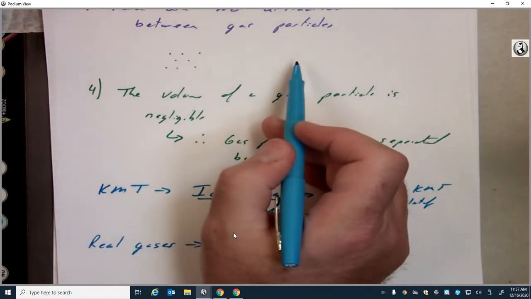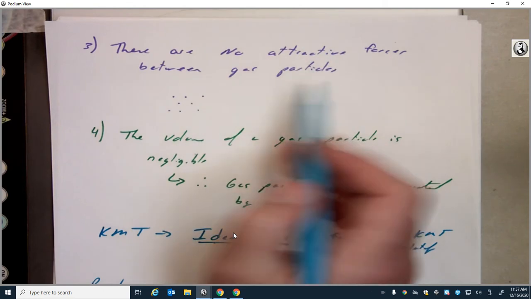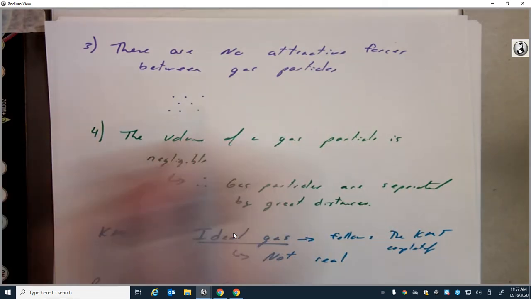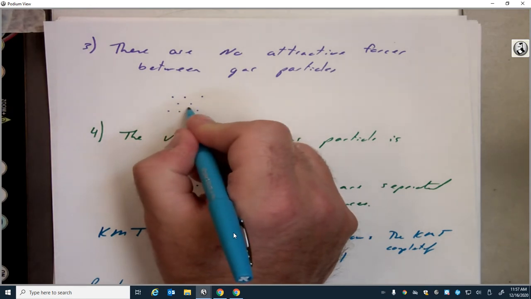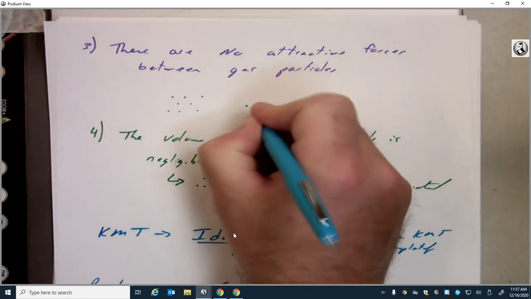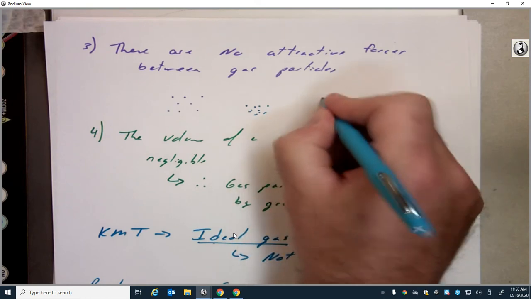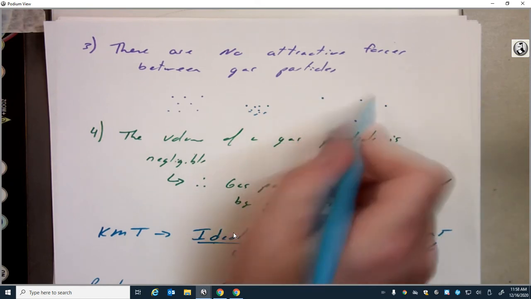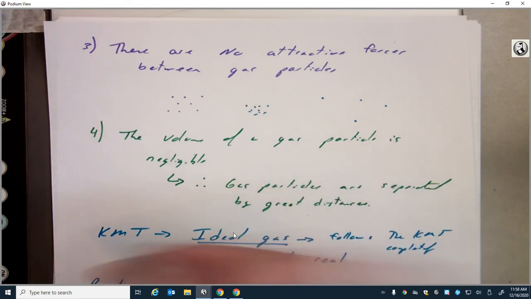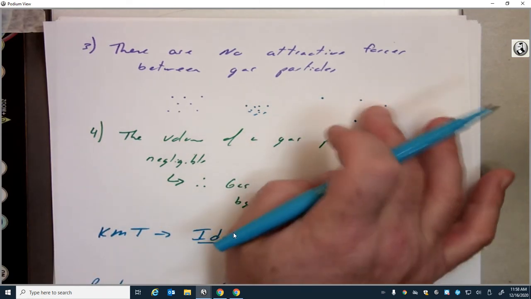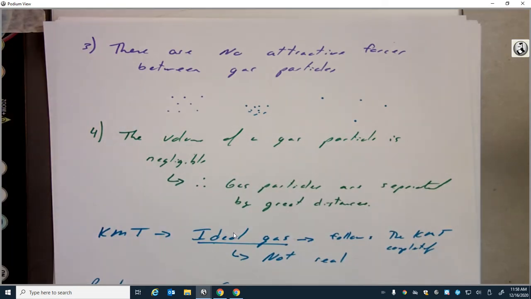Here's another thing. Does it make sense that gas particles have no attractive forces between them? Well, no. I mean, if there are attractive forces when they're a solid, and there are attractive forces when they're a liquid, does it make sense that all of a sudden when it becomes a gas, there are no attractive forces? And the answer is no. So in real gases, we do have attractive forces between these gas particles.